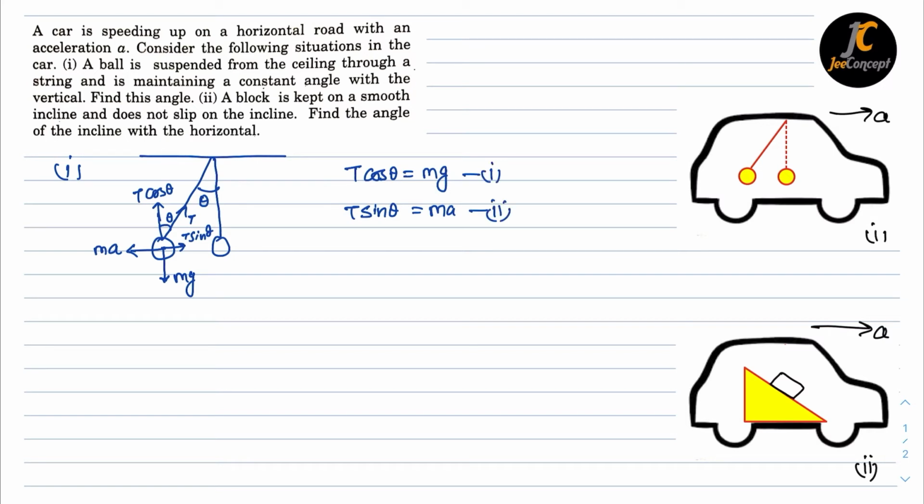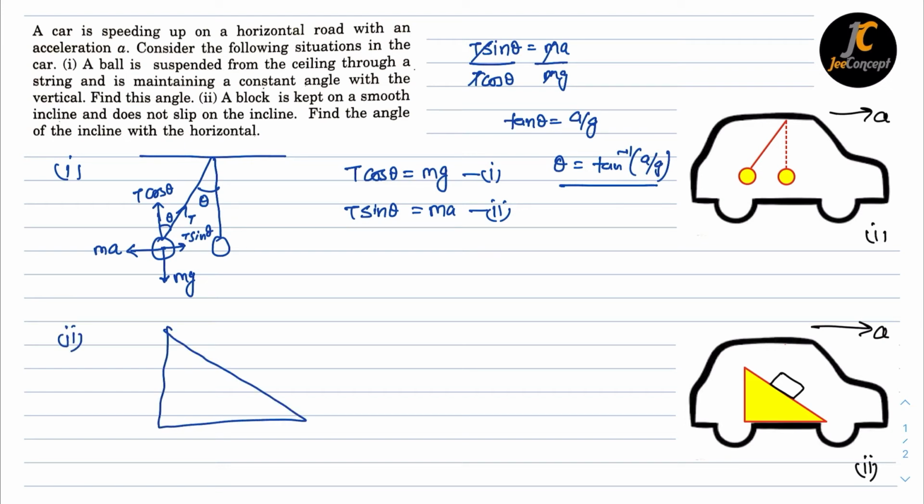So divide 2 by 1, we will get T sin theta upon T cos theta is equal to m into a divided by mg. So m will cancel out, T will cancel out. So we will get tan theta is equal to a by g, or I can say theta is equal to tan inverse a by g. Now for the second part, let me draw that second part.